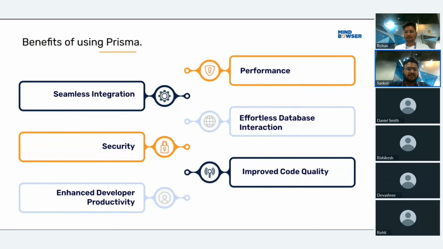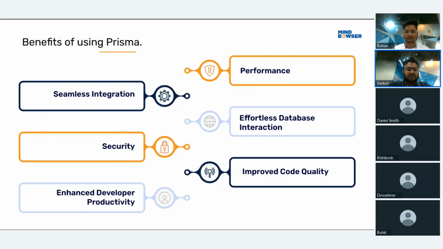Next, it has seamless integration. It works with popular frameworks like Express.js, Nest.js, and GraphQL for a unified API experience. It adapts to various databases like Postgres and MySQL and other servers. So it has seamless integration with all of it. Next, we have effortless database interaction. Prisma acts as a bridge between your Node.js application and the databases. It also provides type safety. That's why it makes it effortless to interact with our database.